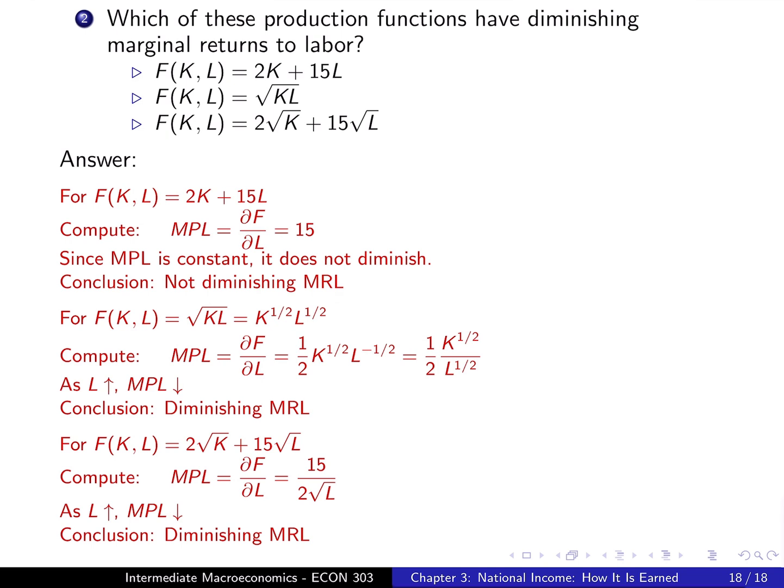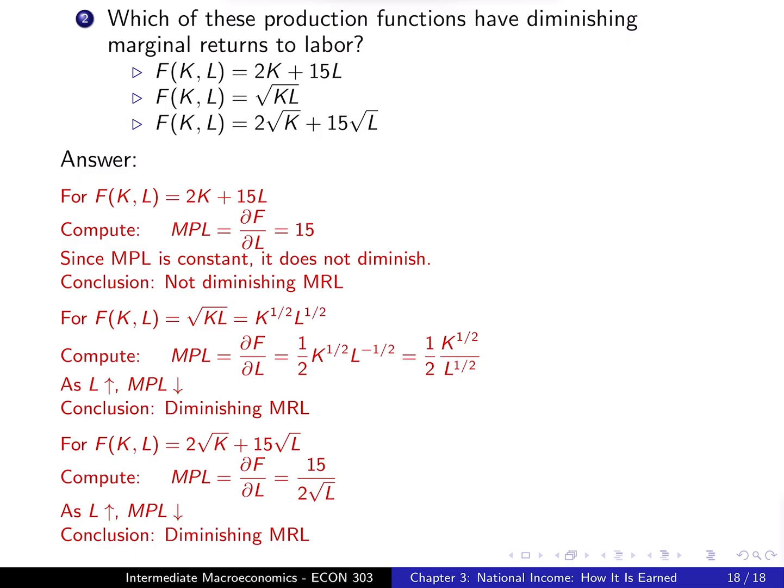Example 3. Function f(K, L) equals 2 times the square root of K plus 15 times the square root of L. Compute MPL, that is the partial derivative of f with respect to labor, equals 15 over 2 times the square root of L. As L increases, MPL decreases. The conclusion is diminishing marginal returns to labor.